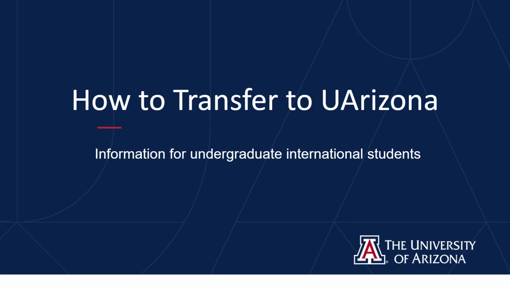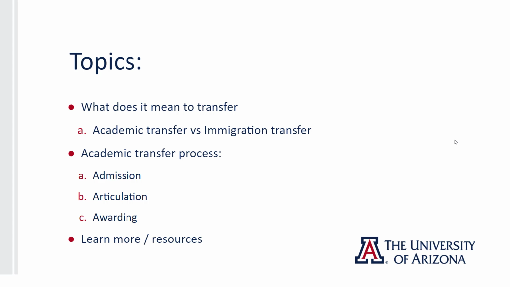My name is Luis with International Admissions, and today I'm going to talk about how to transfer to the University of Arizona. In this presentation, I'm going to talk about what it means to transfer. We're going to talk about the difference of an academic transfer and an immigration transfer. There are three different phases in the process: the admission, the articulation, and the awarding of credit. And throughout the presentation, I'm going to show you additional resources and emails and various websites that can be used to examine all of this information in detail.